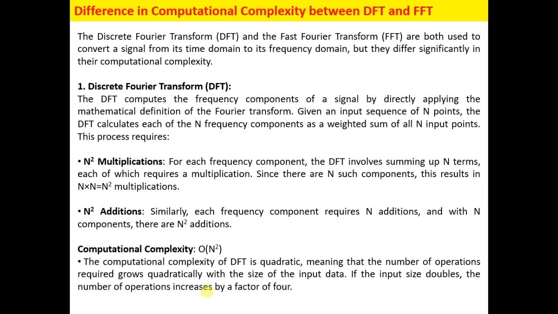So, the difference in computational complexity between DFT and FFT. Most of the things I have already told you. Here, there would be N squared multiplications and N squared additions. In our last class you have seen that when we are calculating DFT, we are basically doing a lot of multiplications and a lot of additions. So the number of multiplications is N squared and the number of additions is also N squared. Okay.